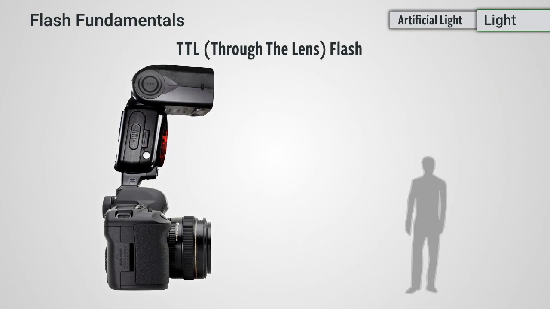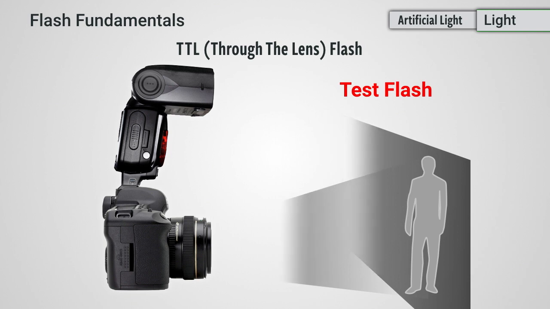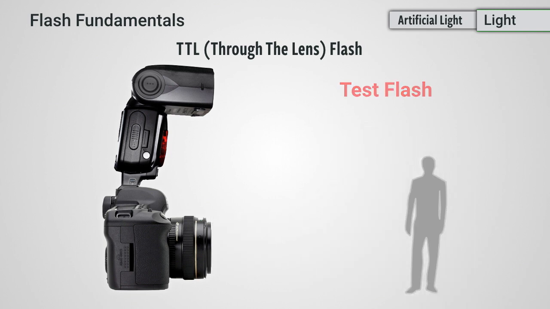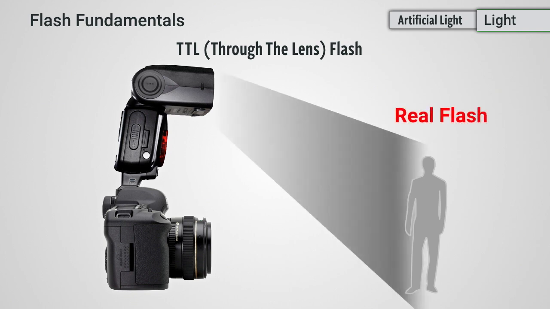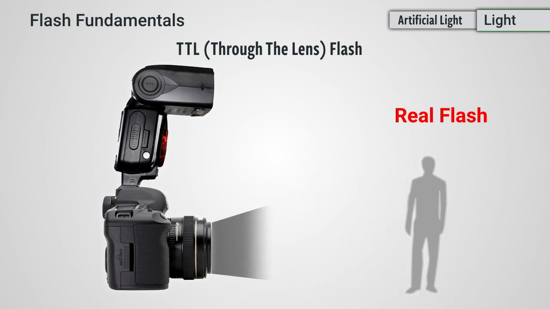And so now what happens is rather than measuring the light at the flash level, it measures it through the lens. Now the way that modern cameras do this is it sends out a test flash and then checks the exposure and asks whether that seemed like the proper exposure. And then it fires the real flash. And it does this so quickly, we can't even see that there were two flashes. And so it's a very, very fast process. And so that's how TTL flash works.